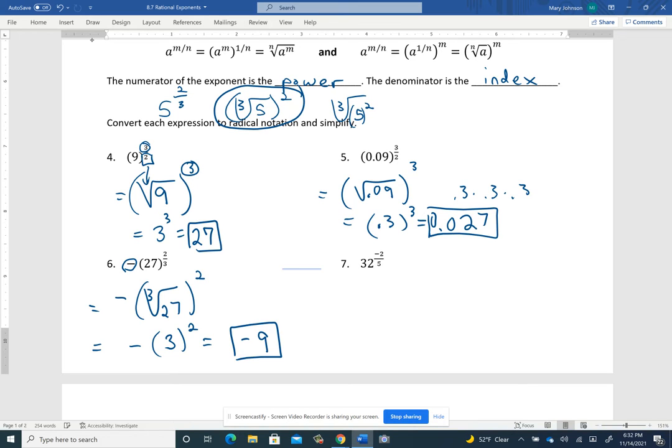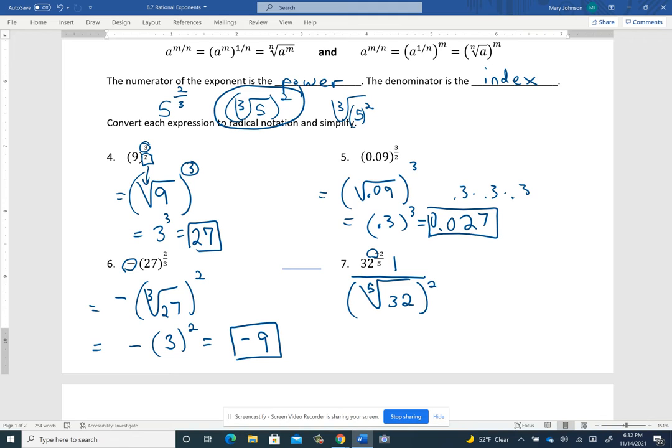All right, let's set this one up. So we're going to have the index. You should try it. You can pause the video and try it and then check. We're going to have the index in here. Okay, we're going to have the 32 underneath. Oops, I forgot about the fact it was a negative exponent. So let me flip that over.